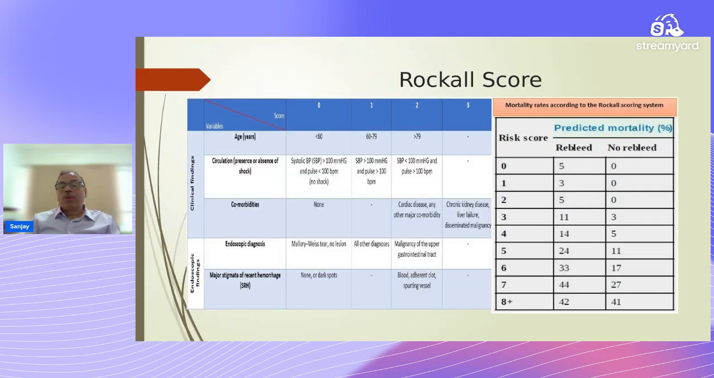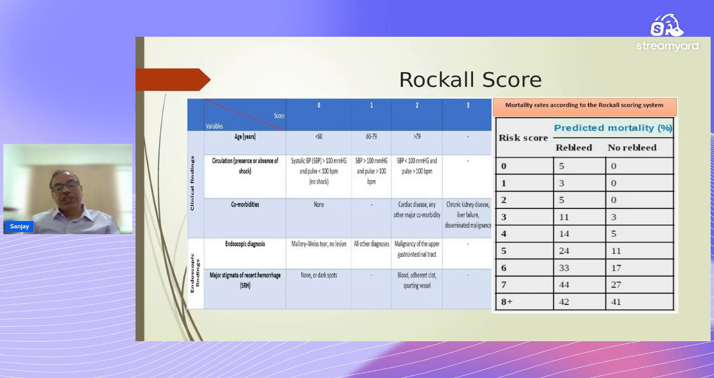Coming to Rockall score, we have already seen Rockall score can be done pre-endoscopically and then following endoscopy, as opposed to GB score, which is pre-endoscopic. Now, Rockall scoring system has different types of scores. The first one is the systolic BP. If it is more than 100 millimeters of mercury and pulse rate is less than 100, then Rockall score is 0. Whereas if the systolic blood pressure is less than 100 millimeters of mercury and pulse rate is more than 100 beats per minute, Rockall score would be 2.